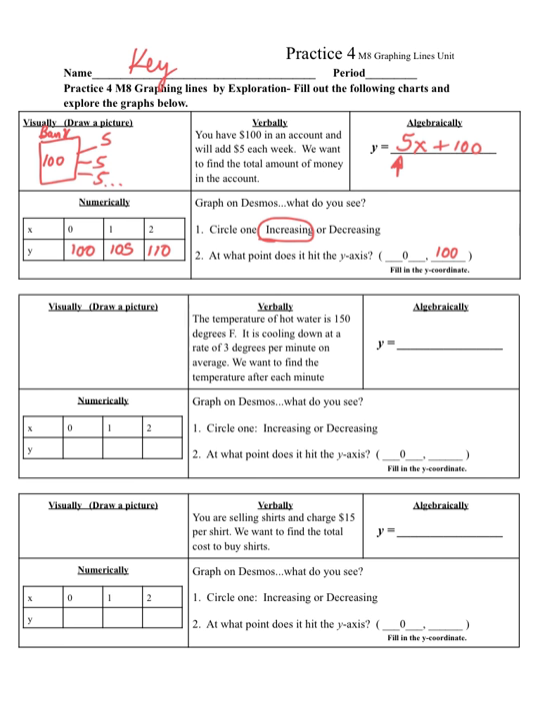Problem number 2, the temperature of a hot water is 150 degrees Fahrenheit. It is cooling down at a rate of 3 degrees per minute on average. We want to find the temperature after each minute. So again, if we want to draw a picture, we're starting with 150 degrees. That's our initial value. And then the temperature is decreasing by 3 each time.